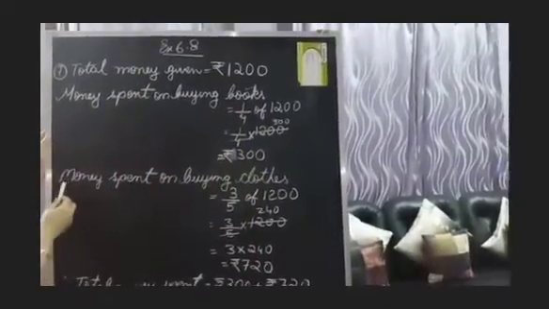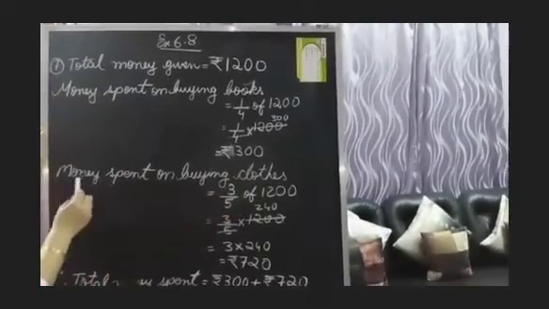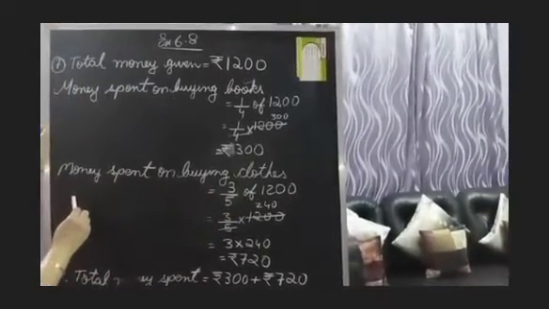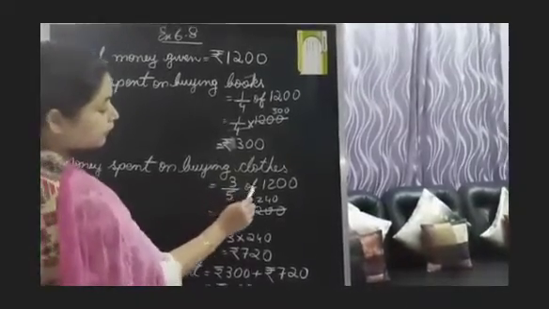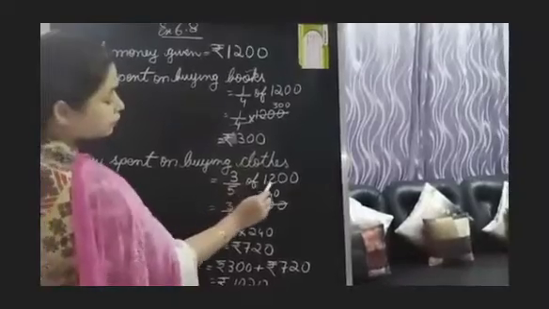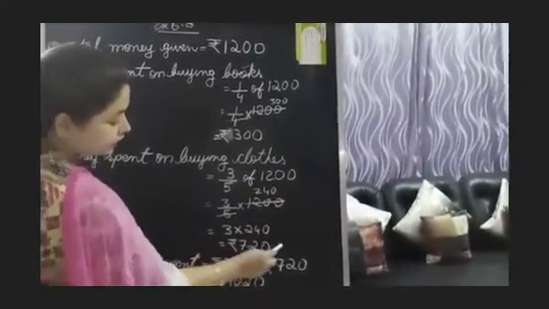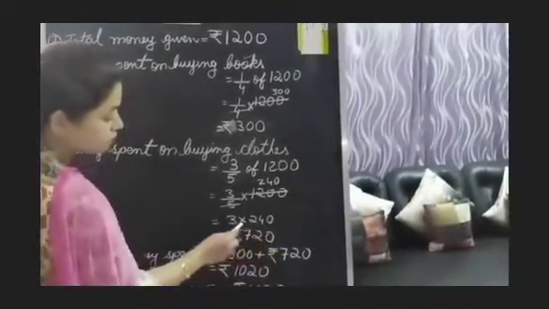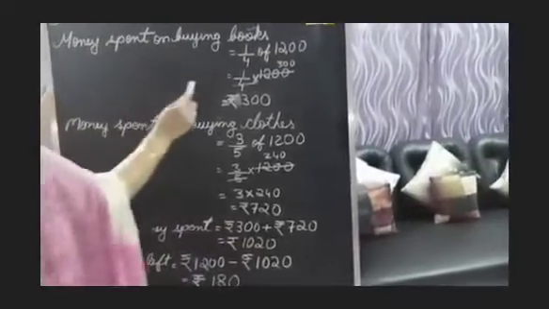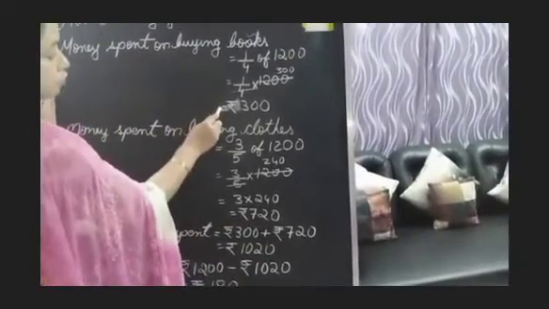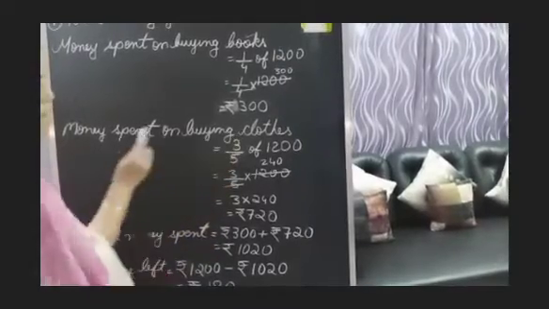Okay. Now next, money spent on buying clothes. So she also spent some money for buying clothes. We are given only the fraction, and we are told 3/5 of it. So 3/5 of 1200. When you solve this, you will get rupees 720. So this much money she spent on buying clothes. So she spent rupees 300 on buying books, and rupees 720 she spent on buying the clothes.